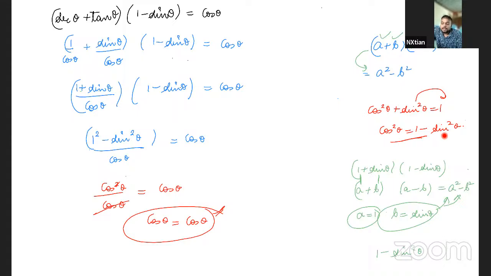Now it means that cos square theta can be written as 1 minus sine square theta. So 1 minus sine square theta, I am writing as cos square theta. I'm just substituting the value. So cos square theta upon cos theta is equal to cos theta. This cos theta and this square will cut, so it becomes cos theta is equal to cos theta. And proved.